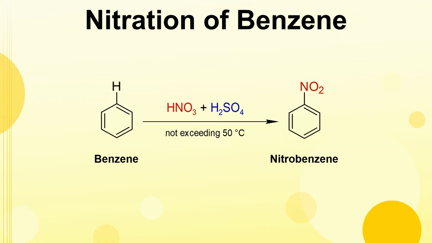Here you can see the general representation of nitration reaction. Benzene reacts with a mixture of concentrated nitric acid and concentrated sulphuric acid at a temperature below 50 degrees Celsius to form nitrobenzene. In this reaction, a hydrogen atom on the benzene ring is replaced by a nitro group.